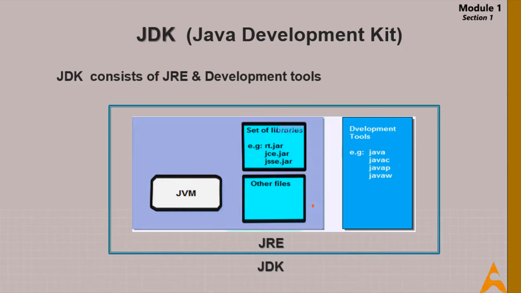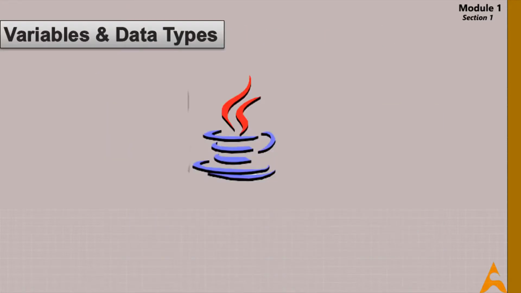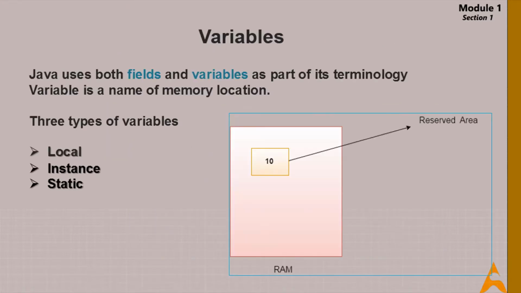Now let's discuss what a variable is in Java. A variable is a name of a memory location. There are three types of variables in Java: local, instance, and static. A variable is the name of a reserved area allocated in memory. In other words, it is a name of a memory location. It is a combination of vary and able, which means its value can be changed.